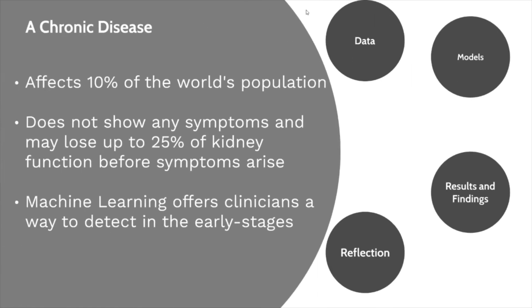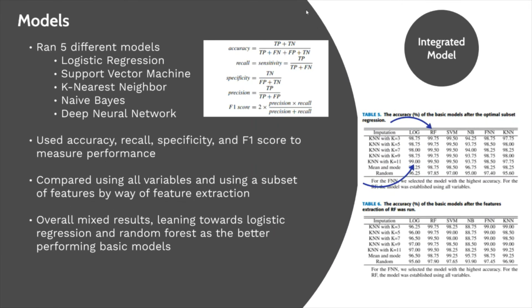After the data has been standardized and pre-processed, the study compared 5 different machine learning algorithms to model the data: logistic regression, support vector machines, k-nearest neighbor, naive Bayes, and a feed-forward neural network. In order to compare the performance between the 5 models, accuracy, recall, specificity, and F1 score were used. The performance was compared across all 5 different imputation iterations, and the results are listed in the table to the right.